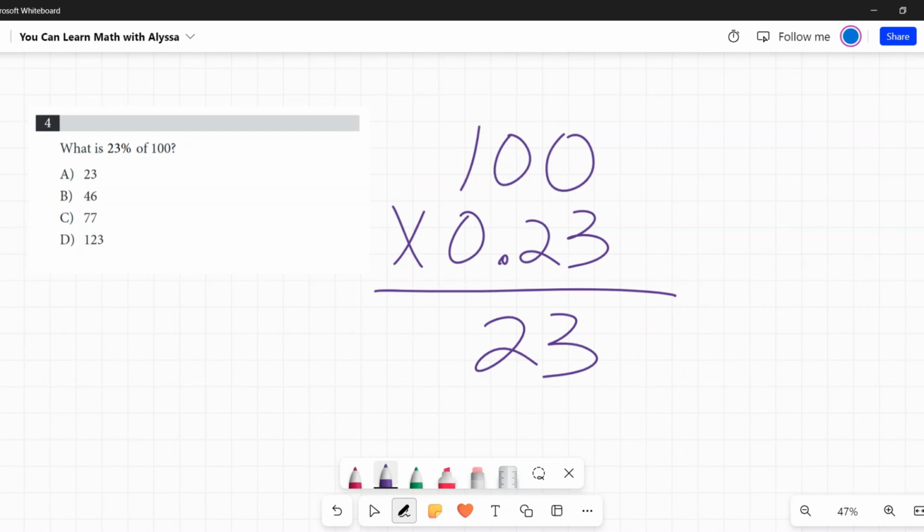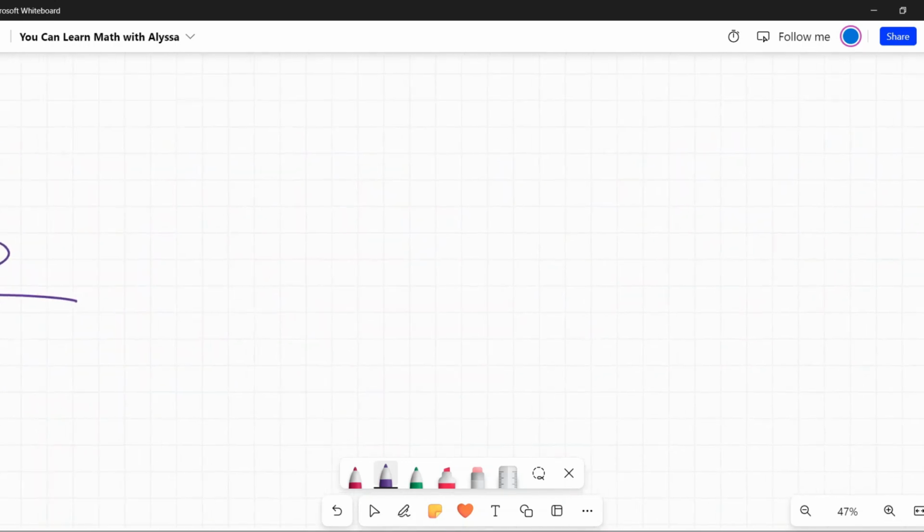Calculators are allowed on this section of the test. So always be mindful of that, whether you can use the calculator or not. But in this case, A is our answer.